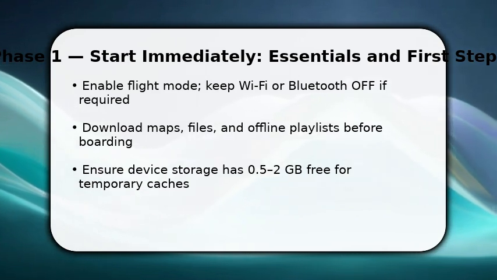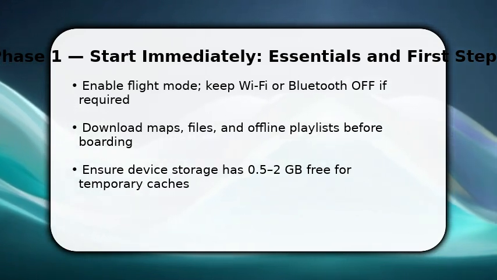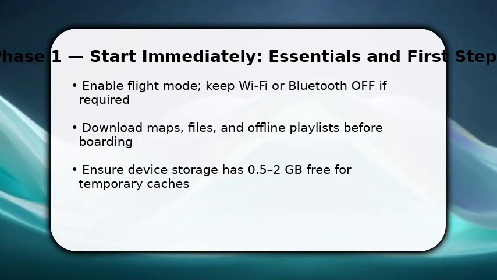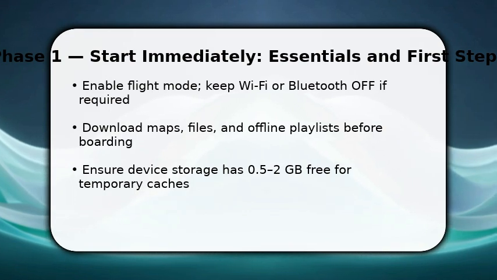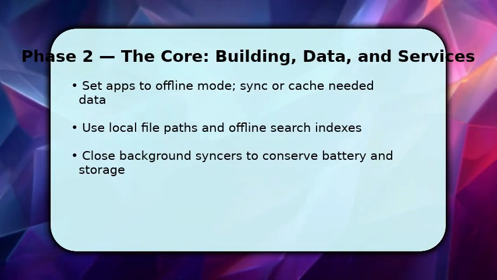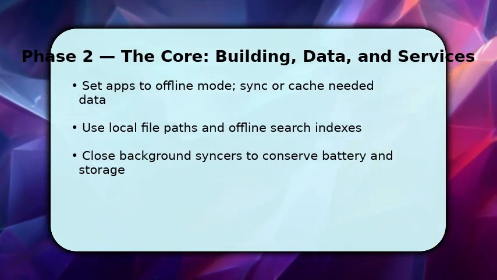Make sure you have 5 to 2 GB free for caches, and label folders so you can find files fast without network lookups. Once your files are local, configure each app for offline operation so you can access content seamlessly.